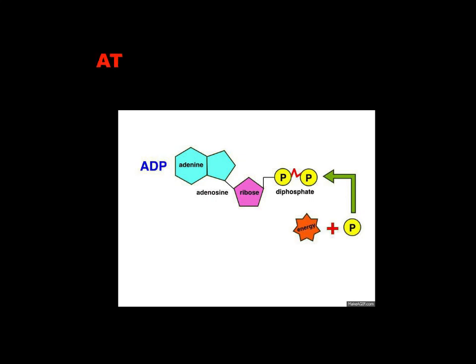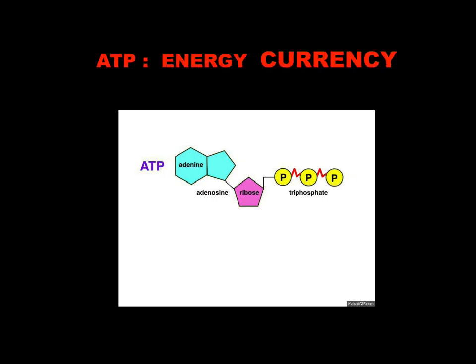ATP, the energy currency of the cell. ATP, or adenosine triphosphate, is an energy-rich molecule. There are three components in ATP: adenine, a nitrogenous compound, pentose sugar ribose, and three phosphate groups. Thus, it is a triphosphate molecule formed from adenosine ribonucleotide.